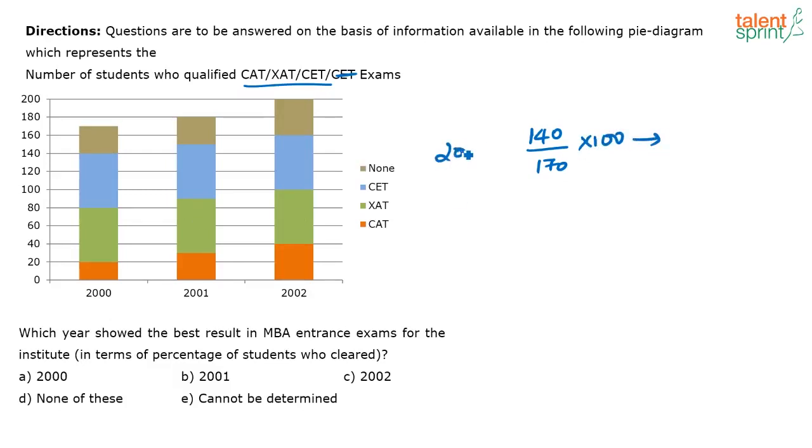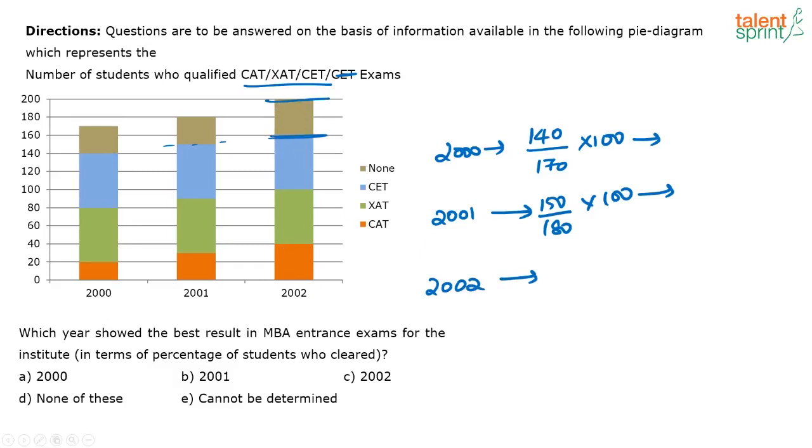Now this is the year 2000. If you look at the year 2001, how many students have cleared? 150, right? This is approximately 150 students out of 180. 150 out of 180 have cleared. Now in 2002, what is the ratio? 160 students out of 200 have cleared. So 160 by 200 into 100. You have to find out which is having the maximum percentage here. Now this one is very easy to do, right? Directly you can say it is 80%.